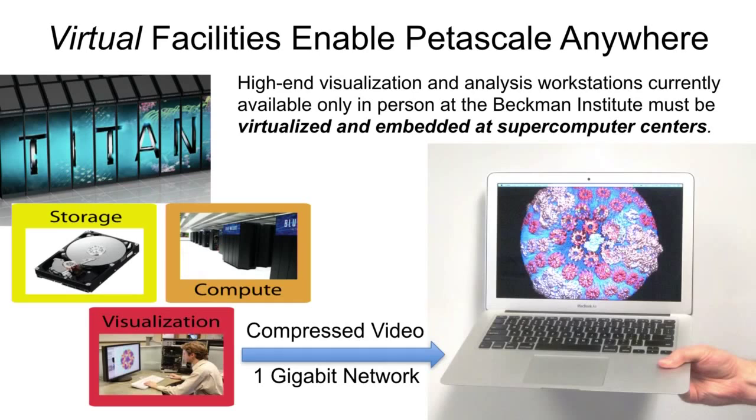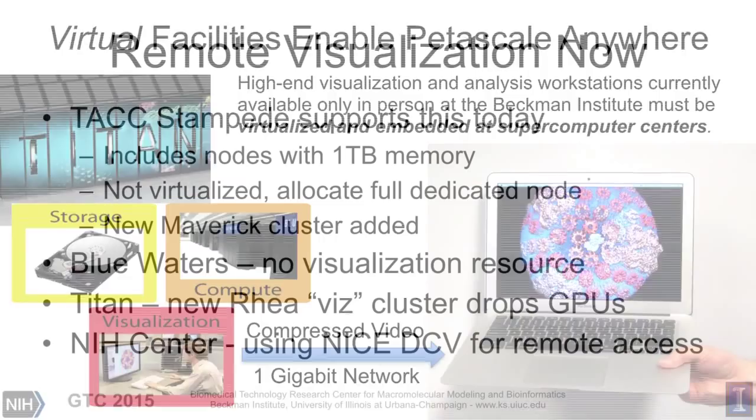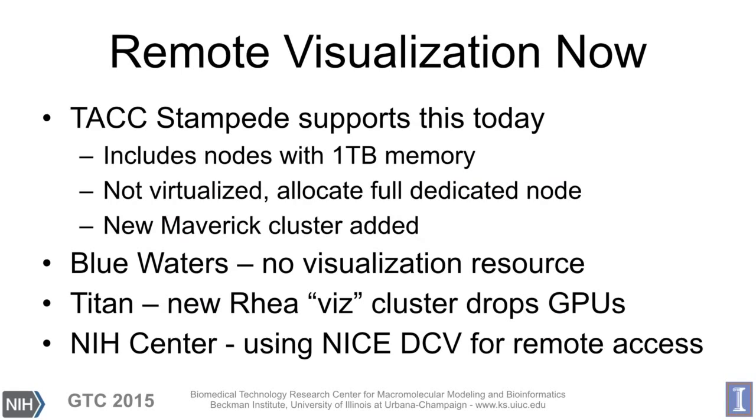And I say a gigabit network, but you don't even need that. We've had compressed video running over a cell phone, and it works just fine. This is what we need. And this was my goal last year to make this happen, and it didn't quite get there. I wish I could have updated this slide more.